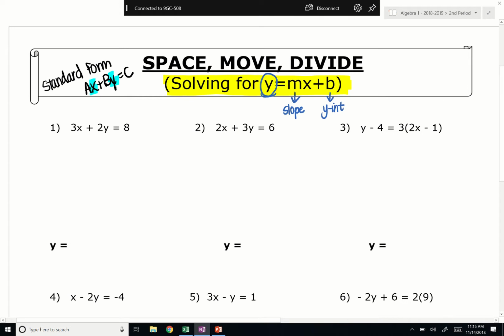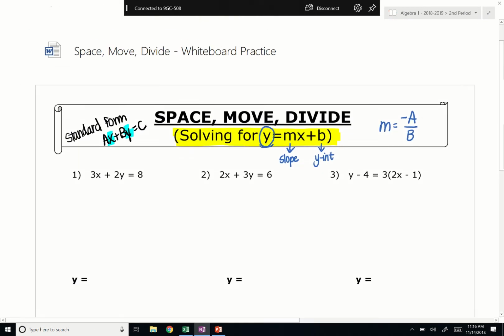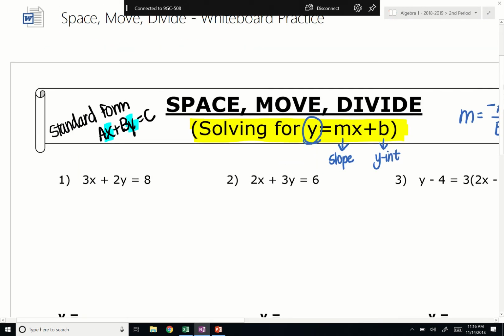Okay? There is one shortcut you have learned about standard form. Now, I don't know if you remember it, but what's our slope shortcut for standard form? Good job, Sydney. Opposite of A over B. Okay? And what I'm going to do today is show you how to quickly get to that formula. Opposite of A over B. So if you look at number 1, these are going to be our jobs, and it's called space, move, divide. Instead of having to do our normal solving steps, what are our normal solving steps?